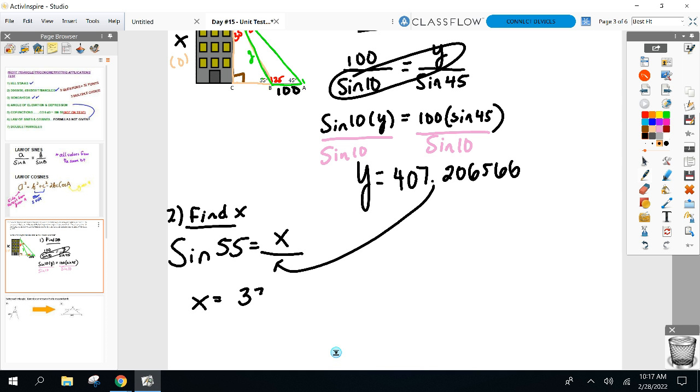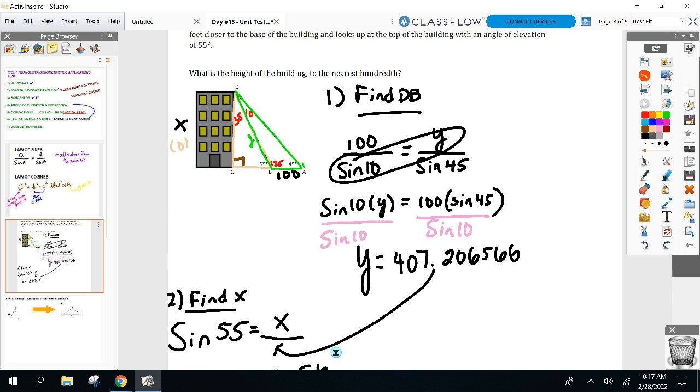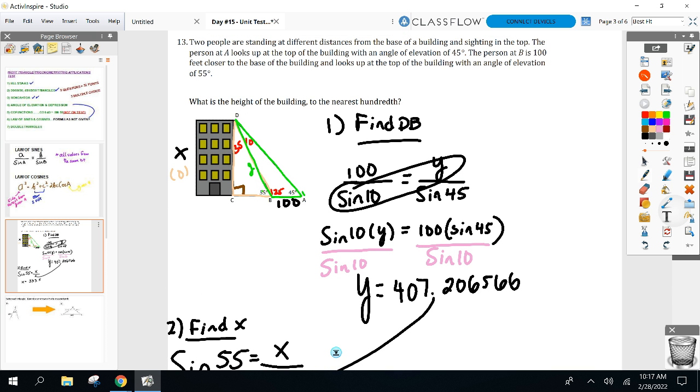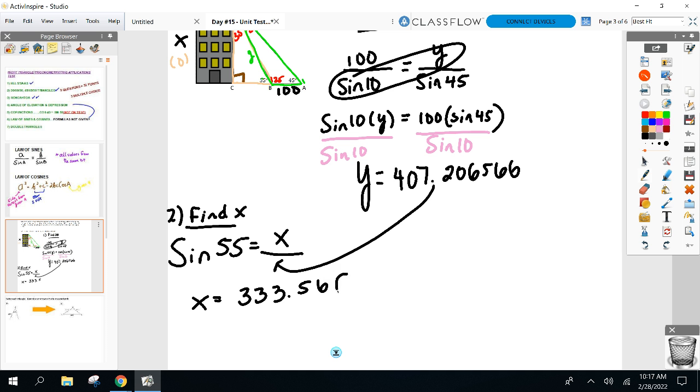Better be right, George. 333.54? No? Looking good, Luke? I got 333.56. 5.6? Oh yeah, 5.6. Just put the full... Okay, units on this? 100 feet? Yep, so feet. Make sure we put units on.